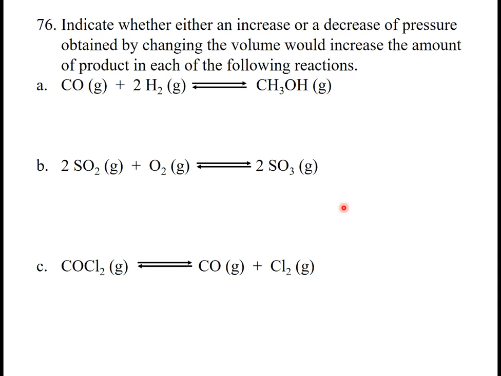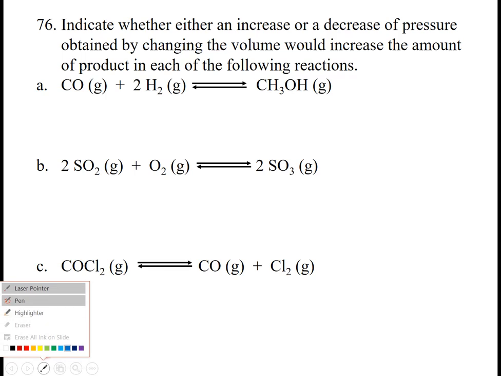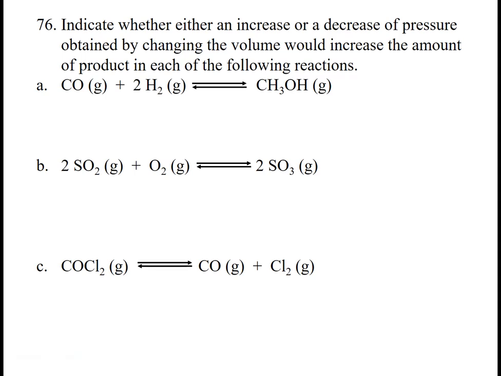So here would be the question. Indicate which direction the reaction would shift by changing the volume to increase the amount of product. Basically, don't worry about the volume: would I increase or decrease the pressure? What I have to look at is that this is a gas and that's a gas. I want to make sure I pay attention to the phases, because sometimes it may give you one that's not a gas. And so this is 3 moles of gas over here and 1 mole over here.